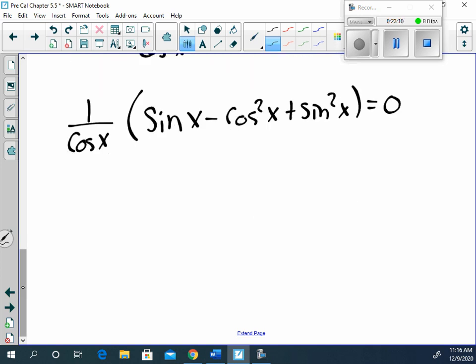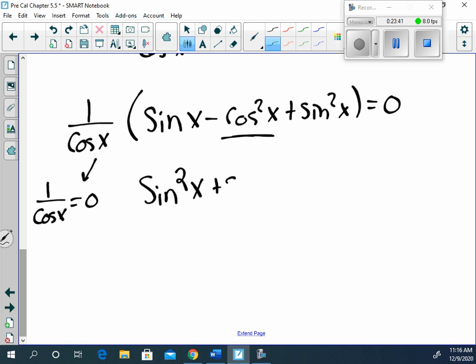Oh, this is so close. I mean, cosine squared and sine squared, it's so close to being 1 if only the cosine was positive and not negative. But over here, I can say 1 over cosine of x is equal to 0. This we can already split off. Here, I'm going to do 2 steps in one. One of them is going to be moving sine squared in front. What is cosine squared the same as? 1 minus sine squared.